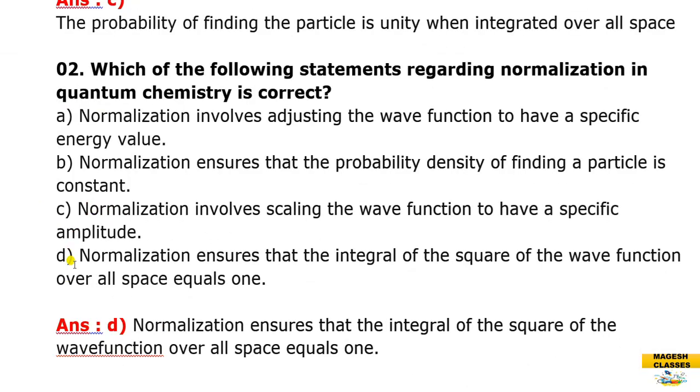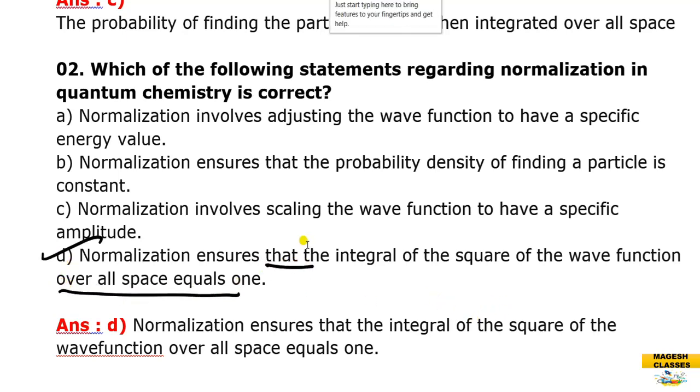The second one: which of the following statements regarding normalization in quantum chemistry is correct? Normalization ensures that the integral of the square of the wave function over all space is equal to 1. So it is a similar type of MCQ we will encounter in competitive examinations.